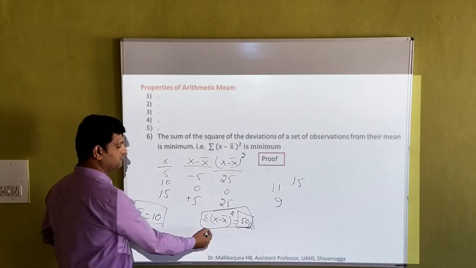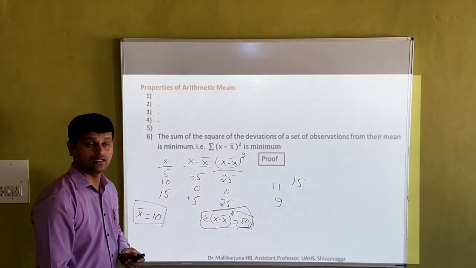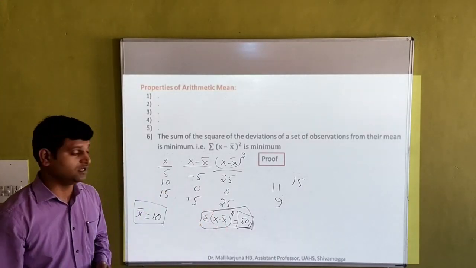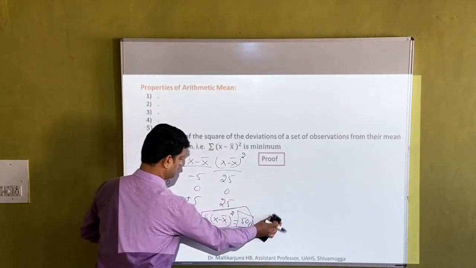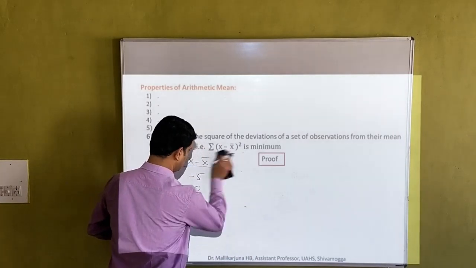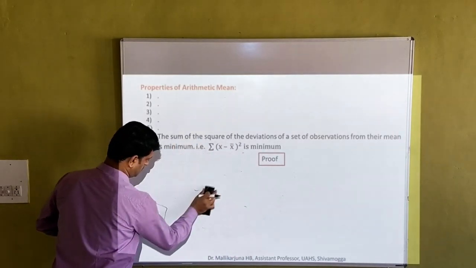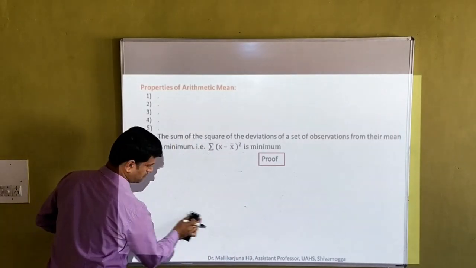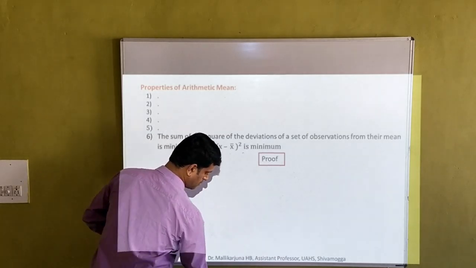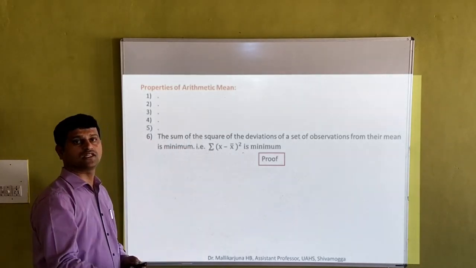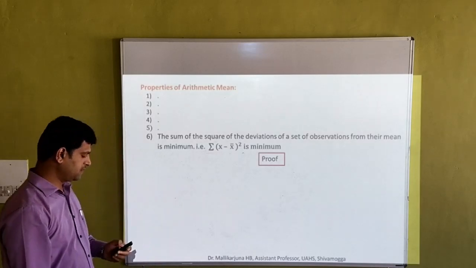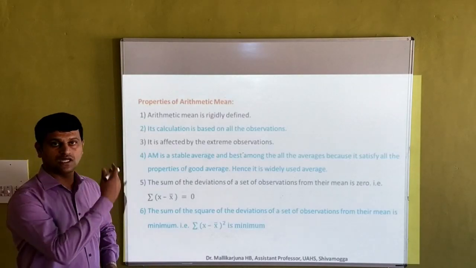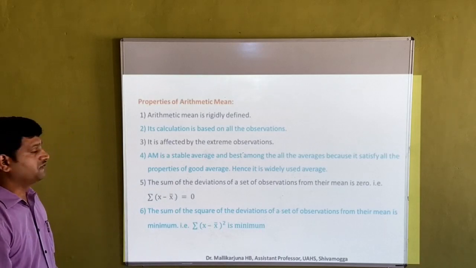We will get the minimum deviation if I use x bar. That's the property of arithmetic mean. Instead of 10, if I take any value other than 10, I will get larger deviation values. Hence, these are the properties of arithmetic mean.